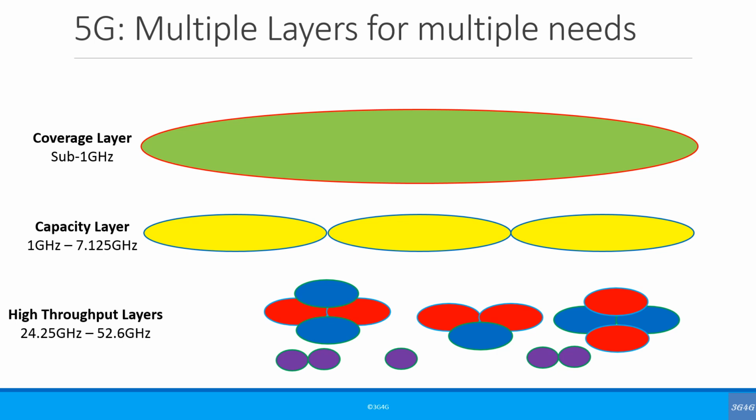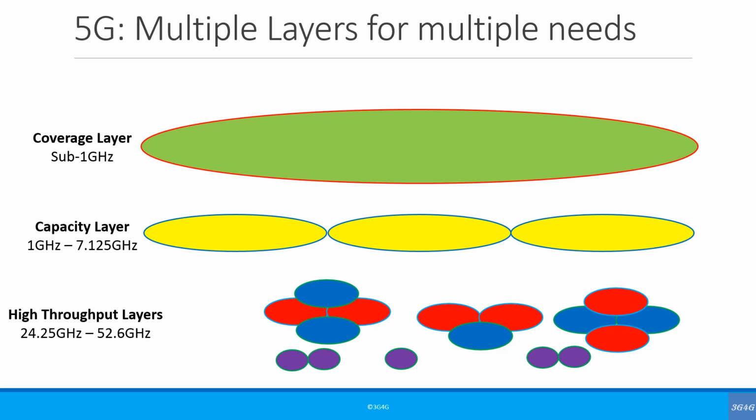The capacity layer is what comes after the coverage layer. So if we assume the coverage layer goes up to 1 gigahertz, then the capacity layer starts from 1 gigahertz and goes all the way up to 7.125 gigahertz. Now why this particular frequency? Because earlier the 3GPP defined the highest spectrum in what they call FR1, or frequency range 1, as 6 gigahertz. But in the recent specs, they have changed it to 7.125 gigahertz. So what we are saying is the capacity layer is what comes after the coverage layer and goes all the way to the maximum of FR1, which is 7.125 gigahertz.